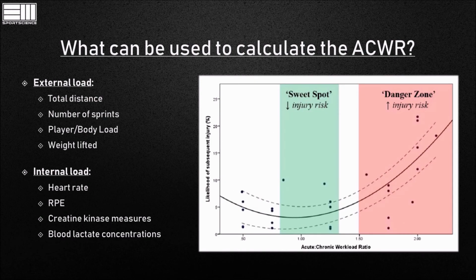The big advantage in using the acute to chronic workload ratio is that we could use any kind of metric that quantifies workload. For example, we could use external load metrics such as total distance covered, player load, or weight lifted. Or we could use an internal load metric such as heart rate or RPE. This is what makes the ACWR so popular and common: the fact that coaches can use any kind of data to apply this ratio in practice.